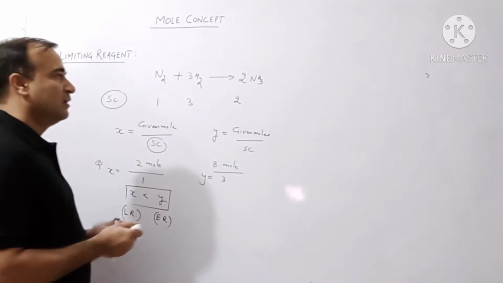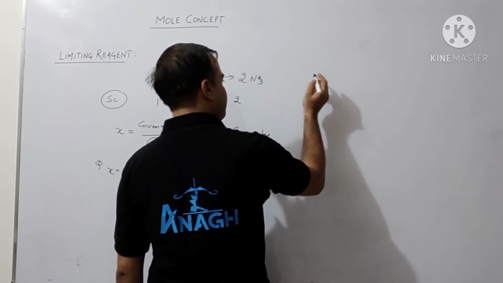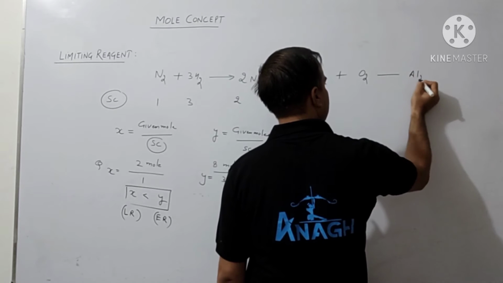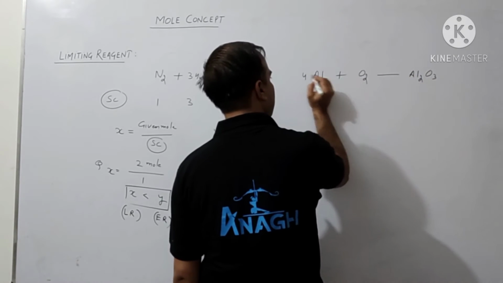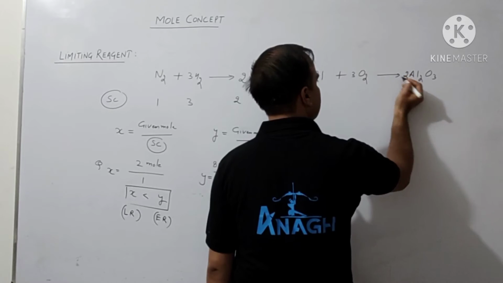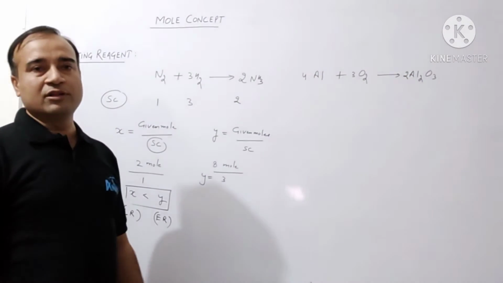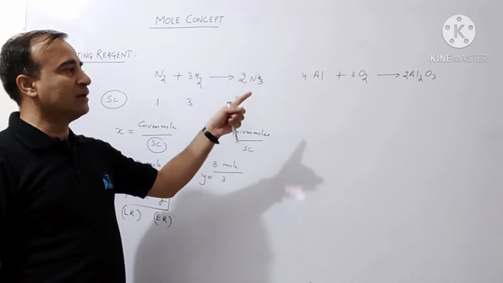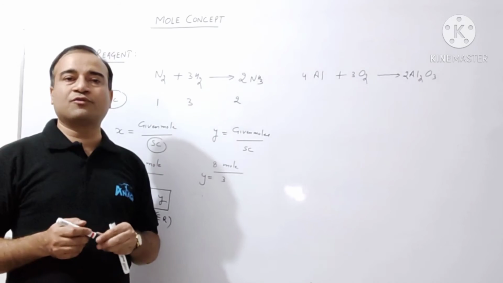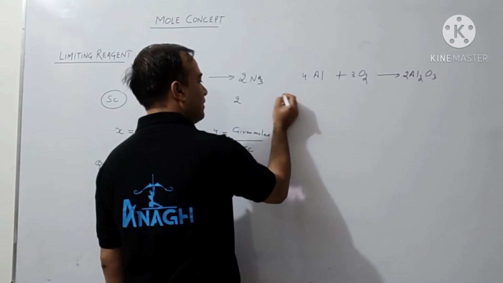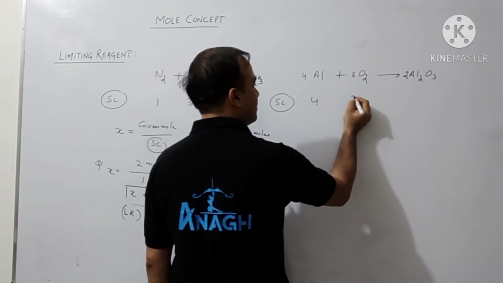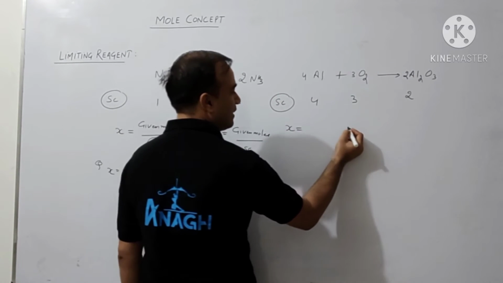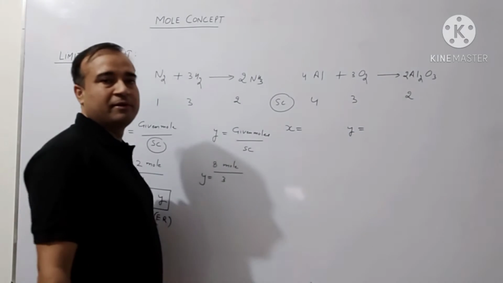One more example. Suppose I am given Al plus O2 gives Al2O3. So I am going to balance this equation, which is the necessary condition for doing limiting reagent problems. 4 moles of aluminium and 3 moles of oxygen react to form 2 moles of Al2O3. As far as the stoichiometric coefficients are concerned, 4:3:2. So I am going to get the values of X and Y for both reactants, aluminium and oxygen.